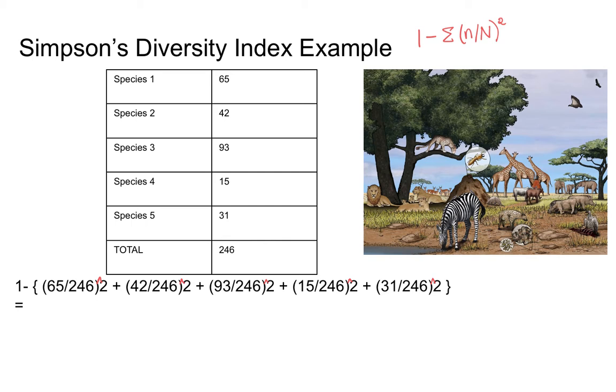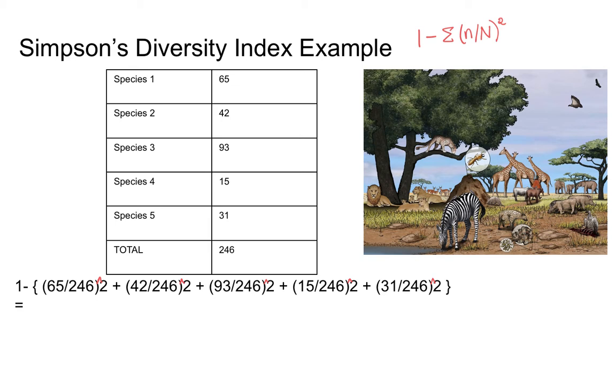So what you would do as the scientist, as the ecologist, is you would identify all of the species present, and then you would sit down and you would count them. So let's say species 1 was the zebra, species 2 was the giraffe, species 3 were the lions. You would sit and count how many giraffes I see, how many lions do I see, how many hyenas do I see, et cetera. And you would put all of that into a table format. So we're pretending that this picture represents this table exactly. So we had 65 individuals in species 1, 42 in species 2, 93 in species 3, 15 in species 4, and 31 in species 5.